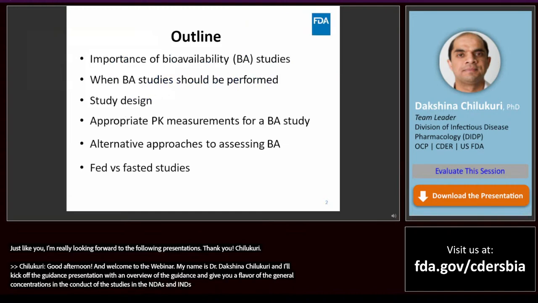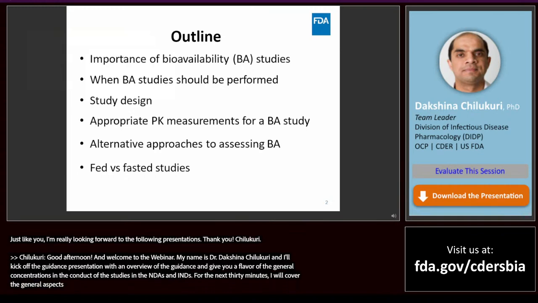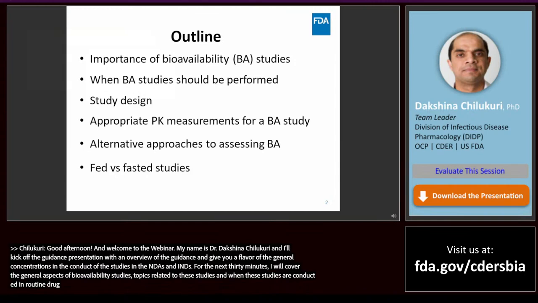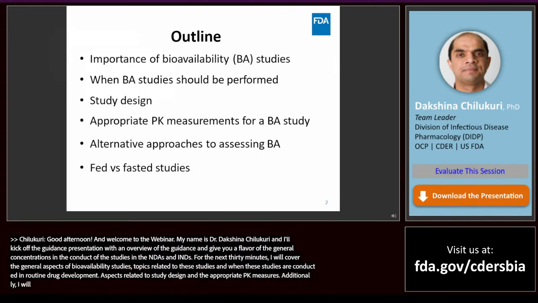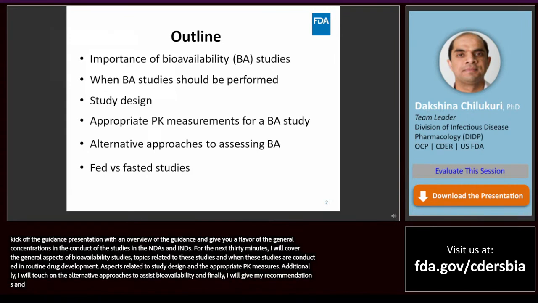Over the next 30 minutes, I will cover the general aspects of bioavailability studies. I will cover topics related to the importance of BA studies and when these studies are conducted in routine drug development, aspects related to study design and the appropriate PK measurements. Additionally, I will touch upon the alternative approaches to assess bioavailability. And finally, I will cover the recommendations and thinking behind the recommendations for the fed versus fasted studies.